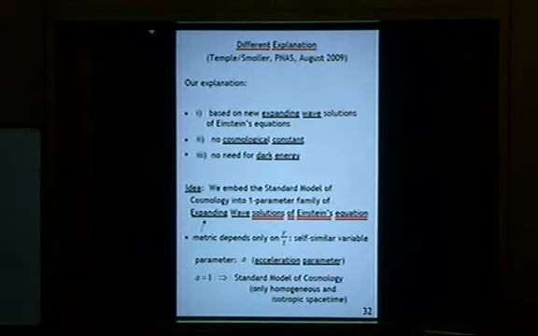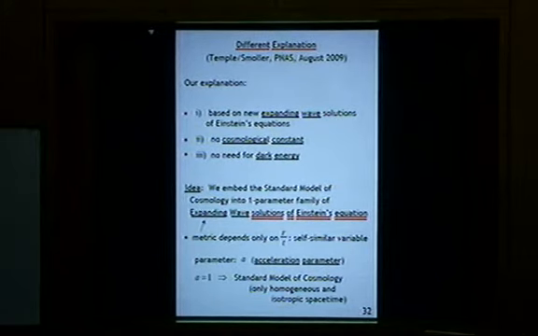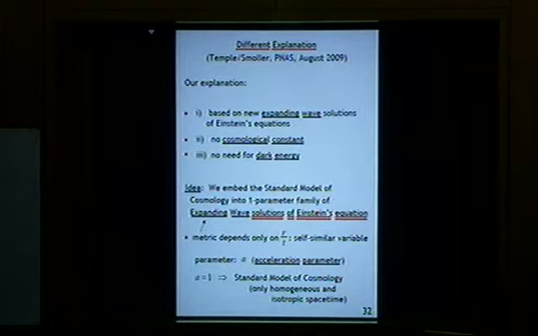Okay, a different explanation from Temple and me. Temple, same guy with the shock waves, and this appeared in 2009. And our explanation is based on a new expanding wave solution of Einstein's equations. We don't need a cosmological constant, and we don't need dark energy. Okay? The idea is to embed the standard model of cosmology into a one-parameter family of expanding wave solutions of Einstein's equations. So one parameter, think of a curve, and every point on that curve corresponds to a space-time. Okay? They're all different.